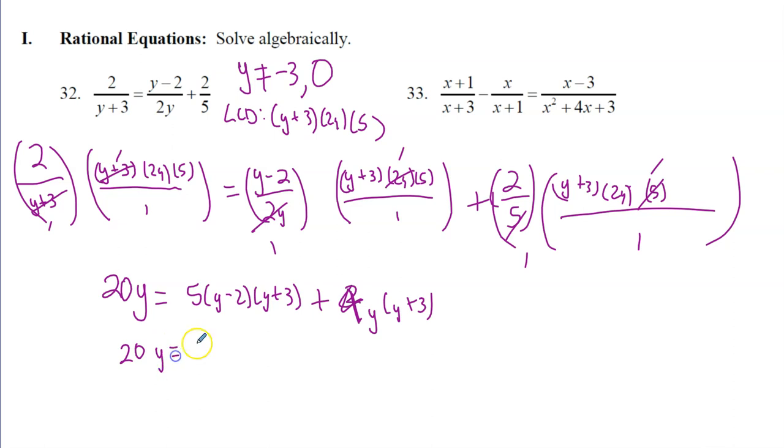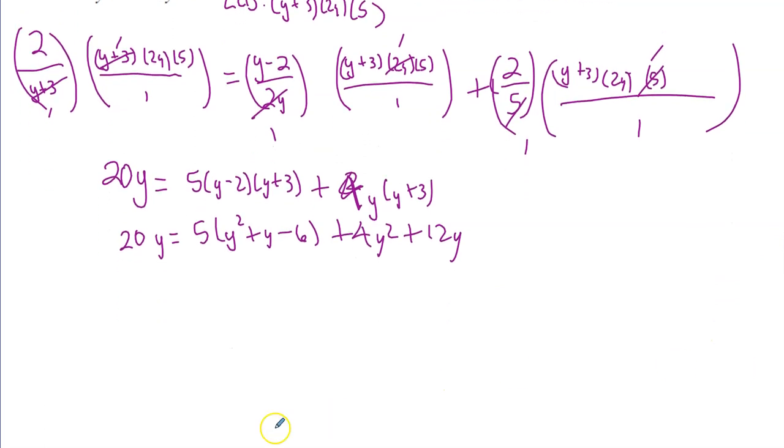Okay, 20y. Let's multiply these two out. So we'll get y squared plus 3 minus 2 is plus 1y minus 6, plus 4y squared plus 12y. Okay, keep going.